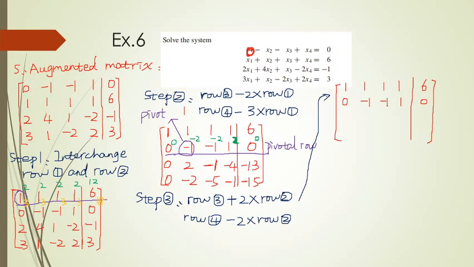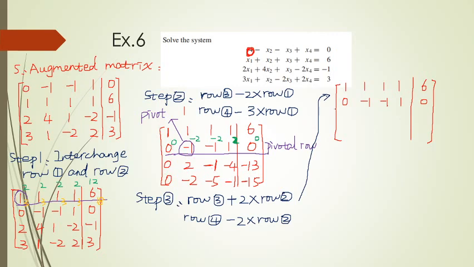Because 0 multiplied by any constant, you still get 0. How can you cancel those? It's impossible. That's why we interchange row 1 and row 2 to decide the appropriate pivot, right? Pivot. Now, here the third row will be replaced.